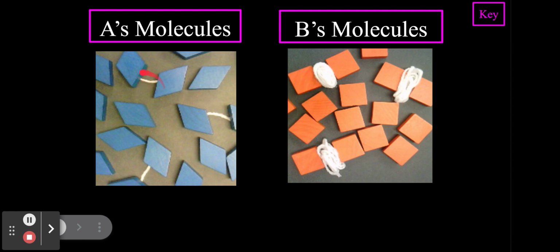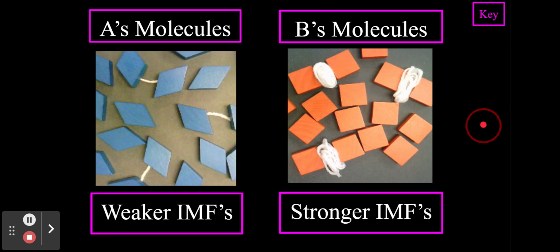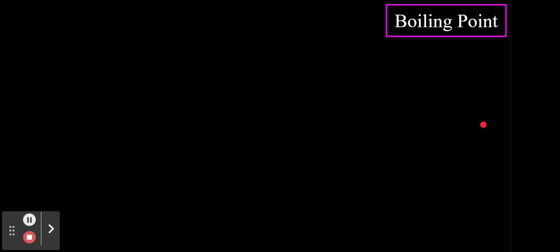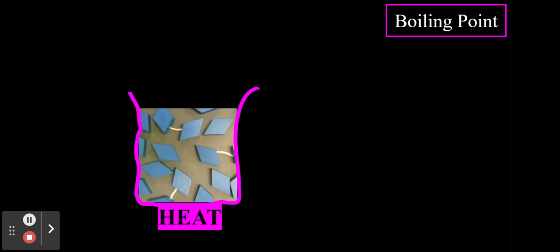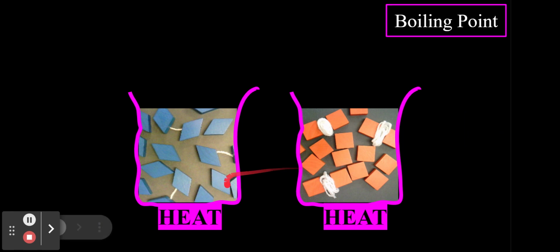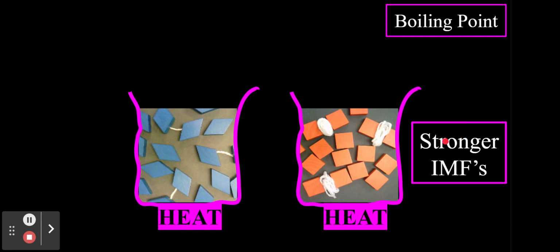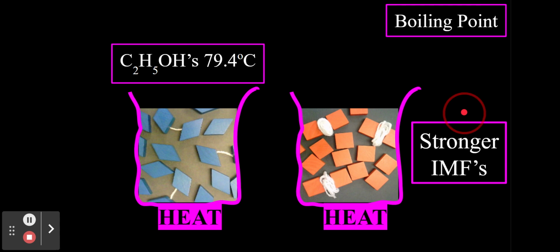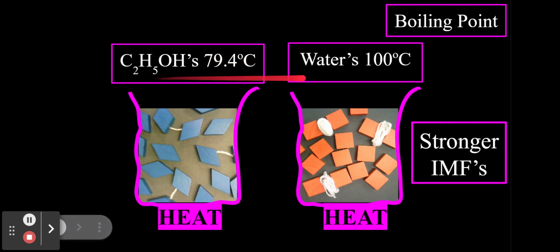Here you can see that A's molecules have weaker intermolecular forces than B's molecules. All right. Now, boiling point: how do the intermolecular forces affect that? Well, here you can see that this molecule has stronger intermolecular forces. That's going to keep the molecules tight and packed. Therefore, the boiling point is going to go up. That's why it has a direct relationship. So ethanol and water's boiling point is higher because of this.